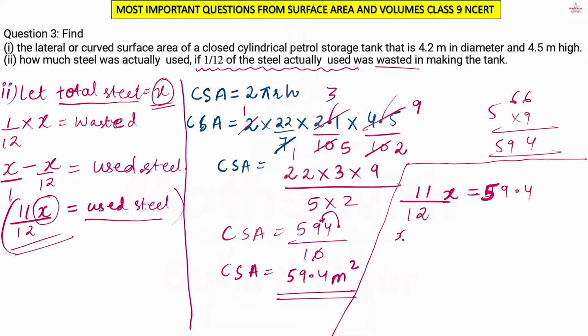So solve this part for X. 59.4, 12 will go with it, and 11 will come in the denominator. Just remove this point, here is 0. Now cancel out. 11 times 5 will give us 55. 4 will be left. 11 times 4 will be 44. So this is X is equal to 54 into 12. Let us do this, 54 into 12.